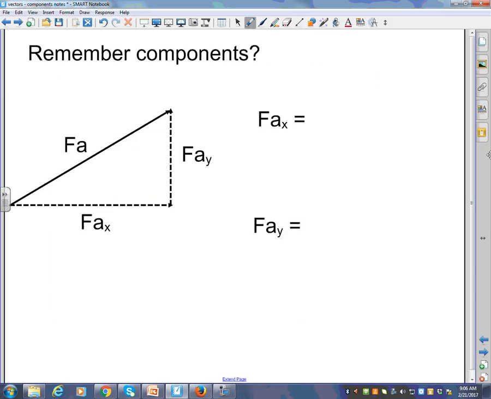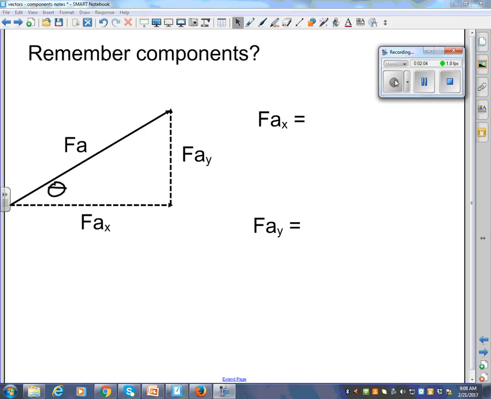Do you remember components? Hello? Yes? You should maybe jot these down. Here's a good sort of refresher. So if this angle here is the theta, I better pause, eh?